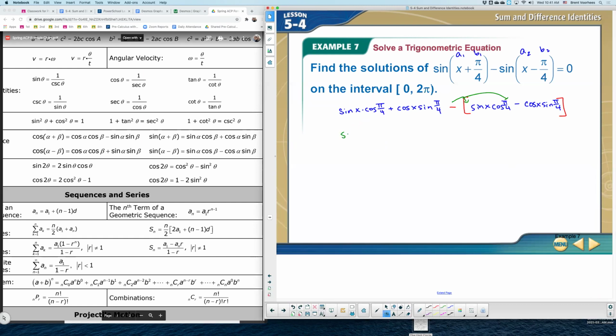So we will distribute this negative through here. And what we'll find out is I have a sine x cosine pi over 4 plus a cosine x sine pi over 4 minus a sine x cosine pi over 4 plus, two negatives to make a positive, cos x sine pi over 4. And all this has to equal 0. All right, and as I look on here, I notice that I have a positive sine x cosine pi over 4 and a negative sine x cosine pi over 4. And I have two of these. So I have two cos x's sine pi over 4s.